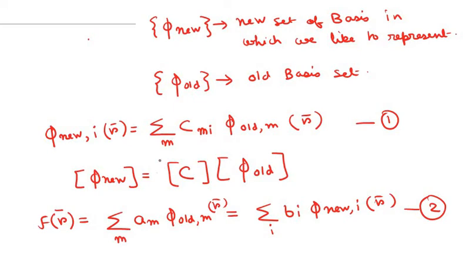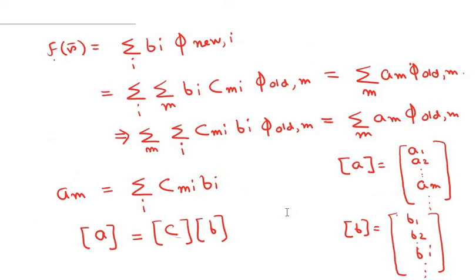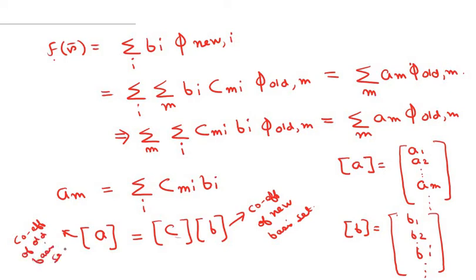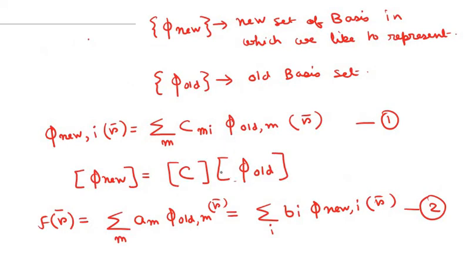Okay, so C was basically this transformation matrix which connected the two basis vectors, or which transformed the old basis set into the new basis set. Remember that A and B are the coefficients of the basis set for representing the same function over here. So B is the coefficient of the new basis set and A is the coefficient of the old basis set. So note that when we talk about transformation between the basis vectors, this old basis set is transformed into this new basis set by this matrix C.